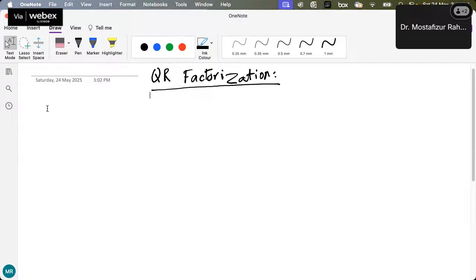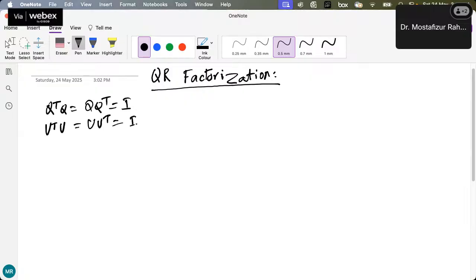is basically the matrix Q, where Q transpose Q equals Q transpose equals identity. And we have learned another matrix U, where U transpose U equals U transpose equals identity. So in this particular case, Q is called the orthogonal matrix, and this particular thing, U, is called the unitary matrix.